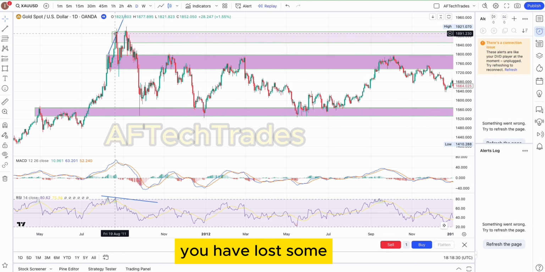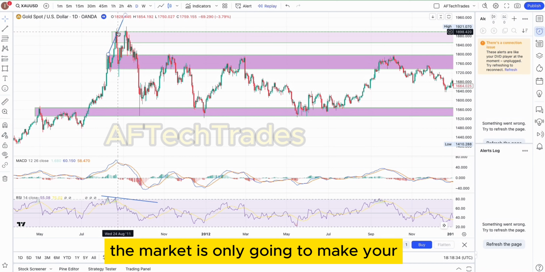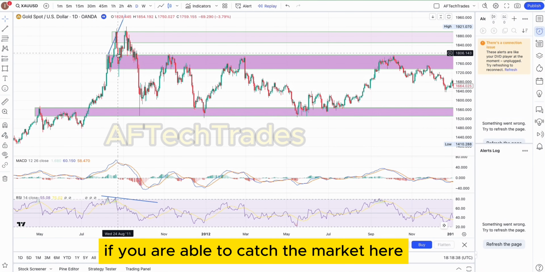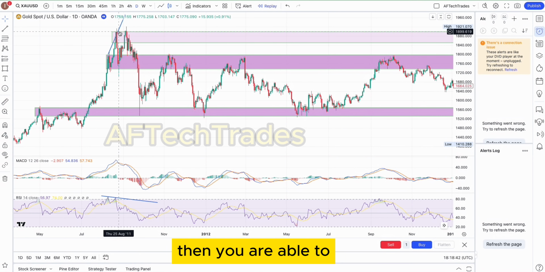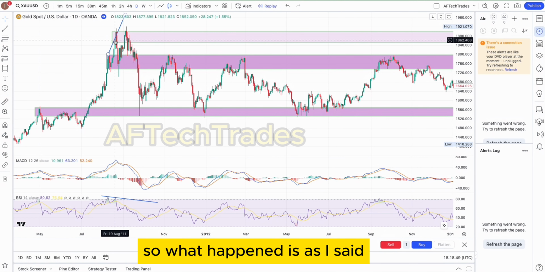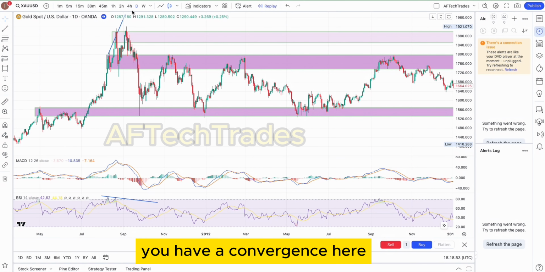You have lost some, you have not lost per se because you did not enter the market. It's only going to make your stop loss wider instead of tighter. If you are able to catch the market here within this region, then you are able to tighten your stop loss. So what happened is, as I said, immediately you have a convergence here.